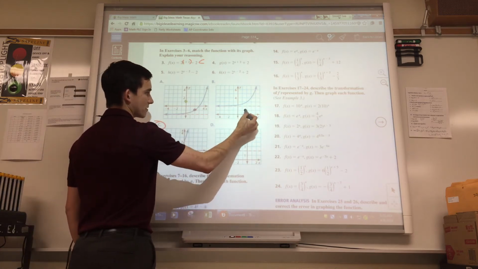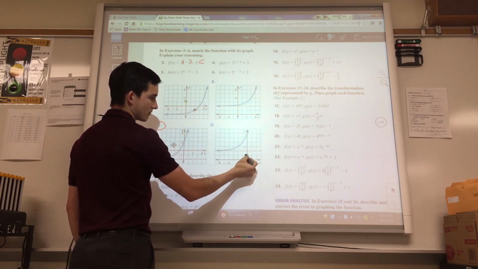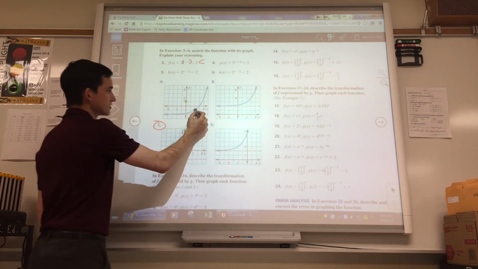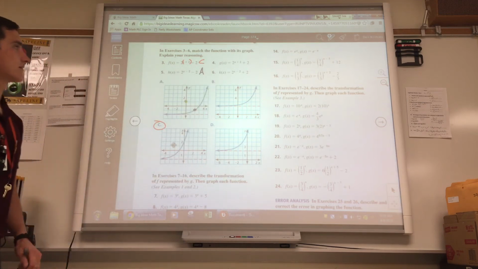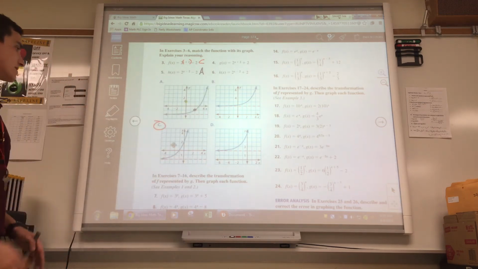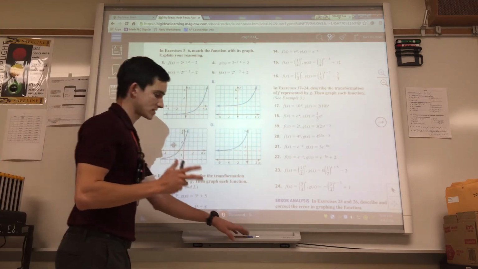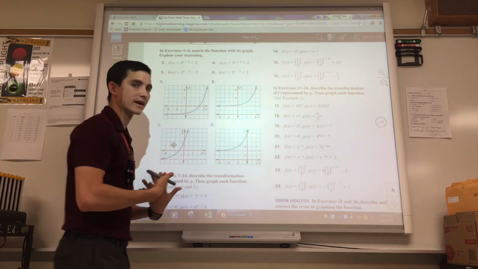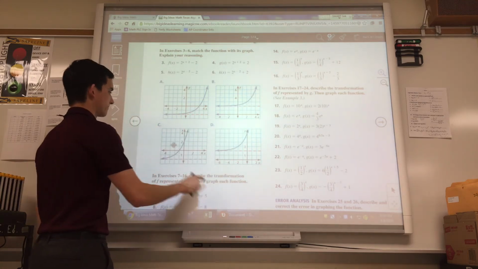So 0, 1, right 2, down 2, not that one. 0, 1, right 2, down 2, not this one. So this is the only one that goes through this point. So that's going to be letter A. 5 is letter A. You guys can match up 4 and 6 the same way. So notice, again, one more time, let me recap. What I'm referencing is that point 0, 1, and then I'm shifting from there.